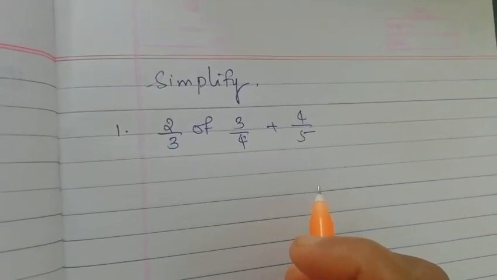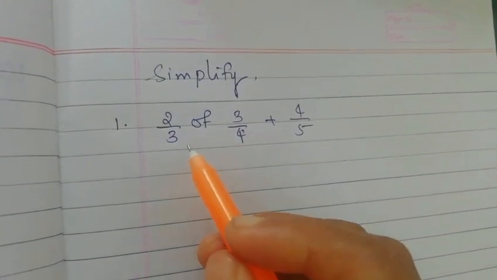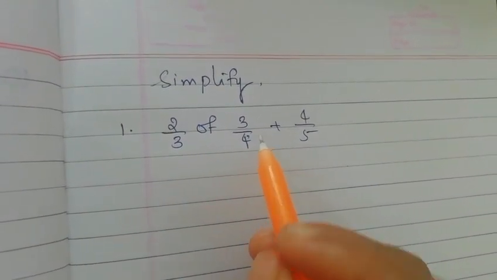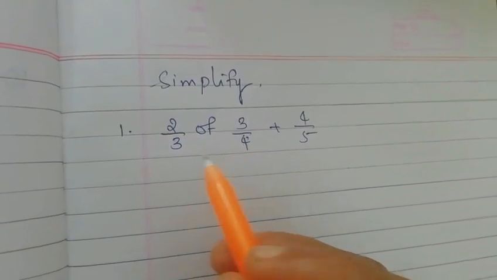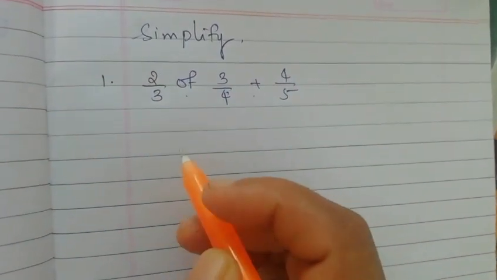Next, we have to study the simplification of fractions. That means some operations are coming together. We are calling it simplification. Here, of and addition are coming together. We have to simplify this question.